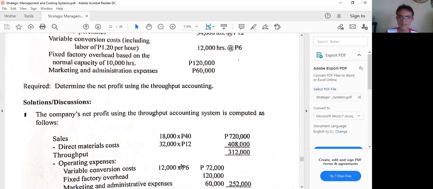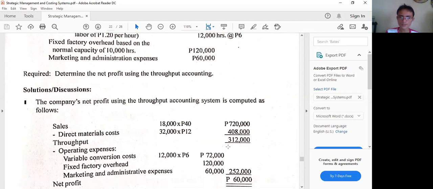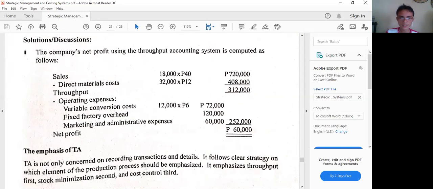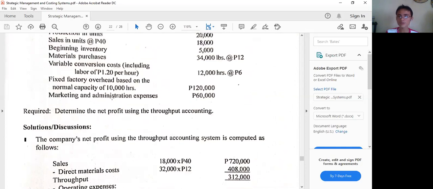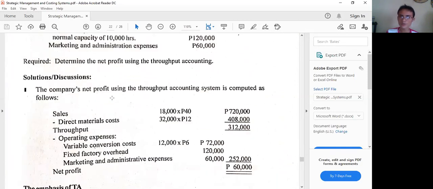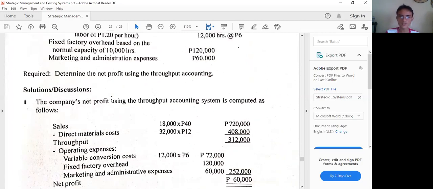So we get 408,000 and throughput is 312,000 then. For the other costs here, you have the variable conversion costs, including labor, that's going to be there. But we have to know that labor again is considered fixed. So simply to compute the profit anyway, there is no need to really segregate. If you would like to segregate, we add that to fixed costs.